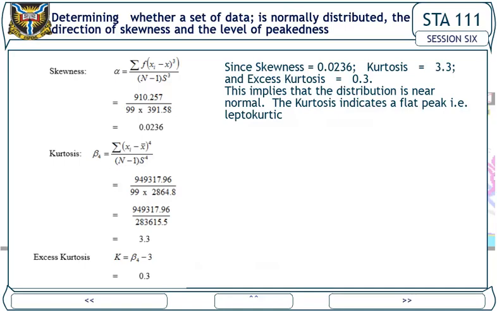Kurtosis beta 4 is equal to 3.3. Excess kurtosis K is equal to beta 4 minus 3 is equal to 0.3. Since skewness is equal to 0.0236, kurtosis is equal to 3.3 and excess kurtosis is equal to 0.3. This implies that the distribution is near normal. The kurtosis indicates a flat peak, that is leptokurtic.